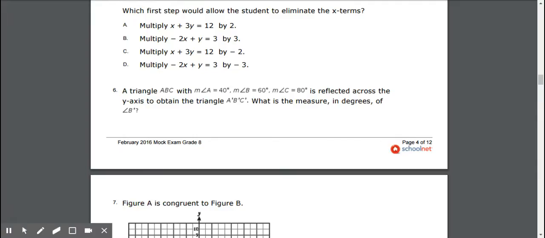Question 6. A triangle ABC with measure of angle A equal to 40 degrees, measure of angle B equal to 60 degrees, measure of angle C equal to 80 degrees, is reflected across the y-axis to obtain the triangle A prime, B prime, C prime. What is the measure in degrees of angle B prime?